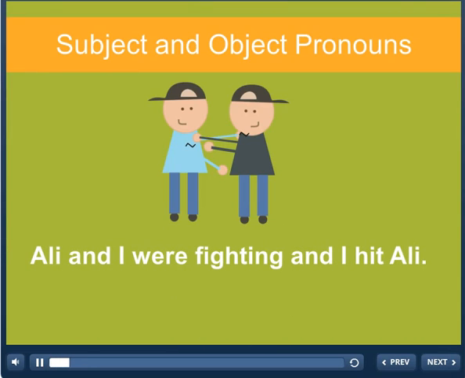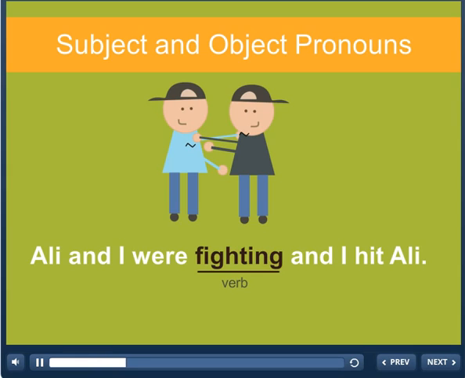Now look at this sentence. Ali and I were fighting, and I hit Ali. This sentence has two parts. In the first part, Ali and I were fighting. Fighting is the verb. Ali and I is the subject, and there is no object. The word and joins this part of the sentence to the next part.